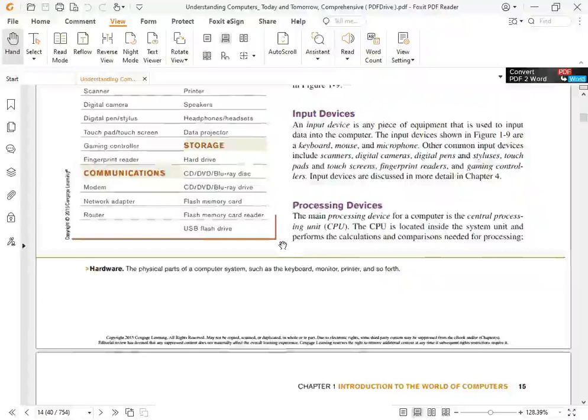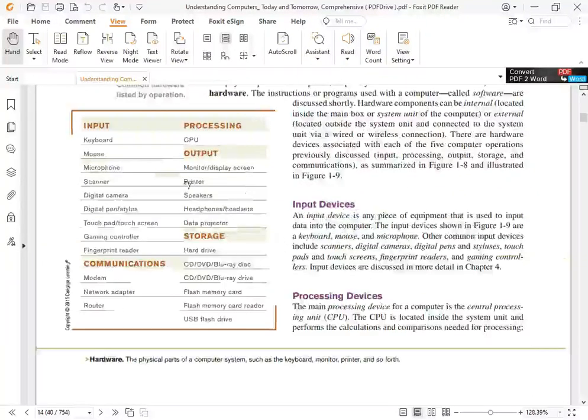Input, processing, output, storage, communication: keyboard, CPU, mouse, microphone, monitor / display screen, scanner, printer, digital camera, speakers, digital pen / stylus, headphones / headsets, touchpad / touch screen, data projector, gaming controller, fingerprint reader, hard drive, CD / DVD / Blu-ray disc, modem, CD / DVD / Blu-ray drive, network adapter, flash memory card, router, flash memory card reader, USB flash.